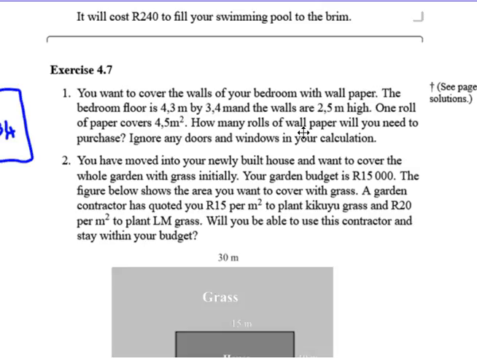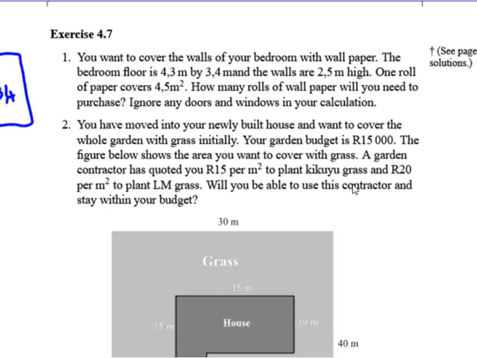Now, are you going to wallpaper your floor? No. But they've given you this for a reason. And they've also said ignore the fact that there might be doors and windows. We're just assuming this is a box of a room with no doors and windows, because then you have to, I'll explain to you just now what to do with doors and windows, okay? They've given you your floor space. They've told you every wall is 2.5 meters high.